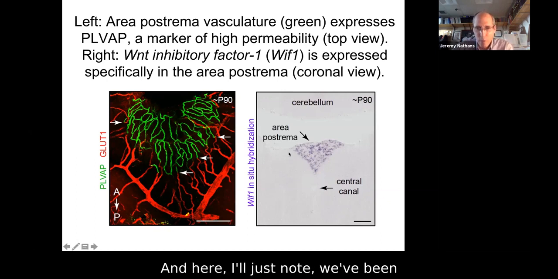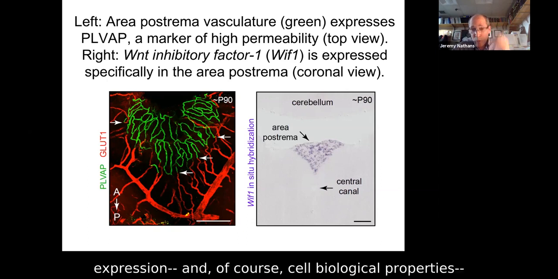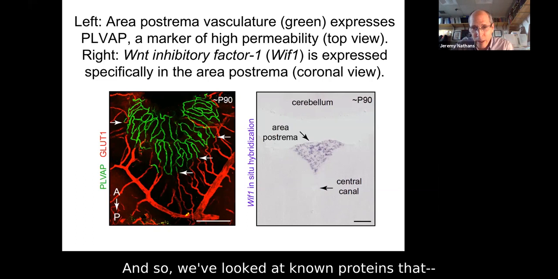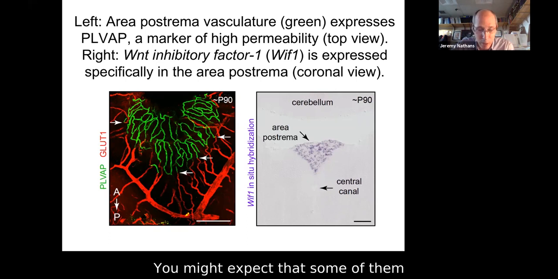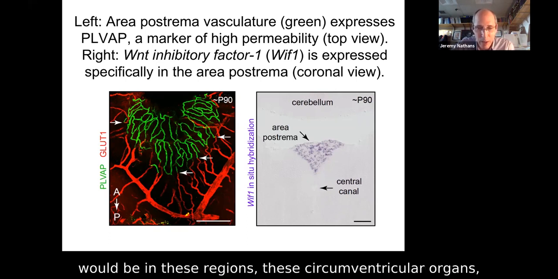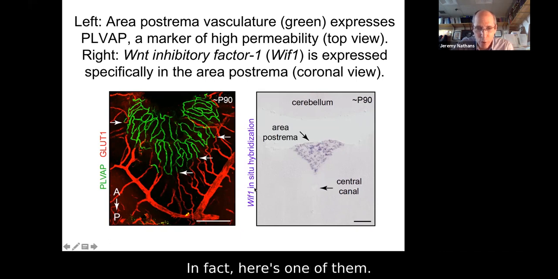And here I'll just note, we've been wondering what the source of this difference in gene expression and, of course, cell biological properties is. And so we've looked at known extracellular proteins that inhibit Wnt signaling. You might expect that some of them would be in these circumventricular organs. In this case, the area postrema, now shown in a coronal section. And in fact, here's one of them. It's called WIF1, Wnt inhibitory factor 1.